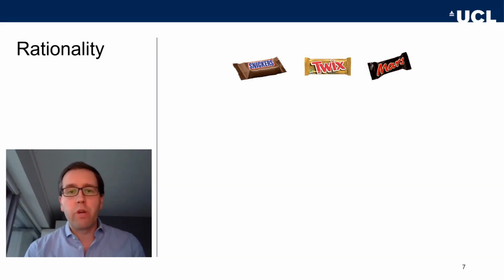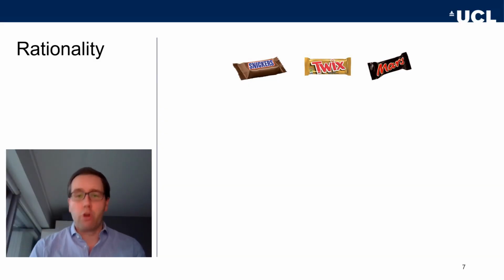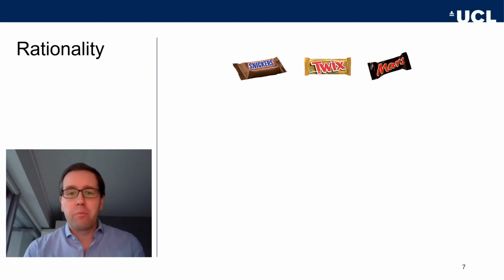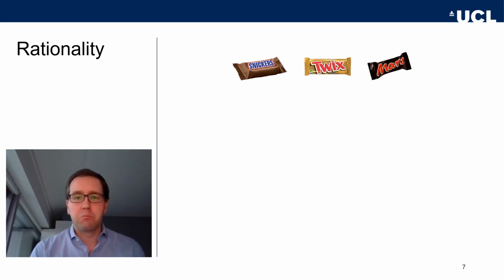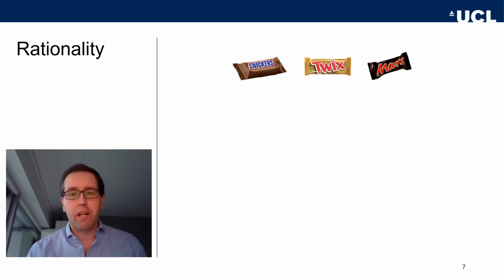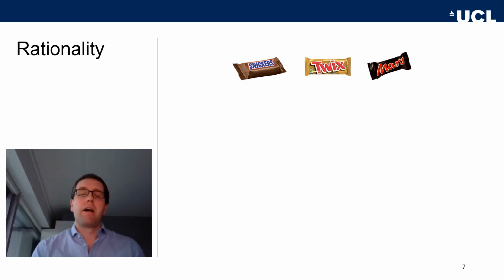The best way to illustrate rationality is using chocolate bars. Completeness just means that if you offer me Snickers, Twix, and Mars, I have some idea of how I like these. I can say I like them all the same, or I don't like any of them, or I like Snickers better than Twix, better than Mars, or something like that. But basically, I have to have an opinion on these options. But the opinion can be all the same. Okay, that's completeness. What about transitivity?